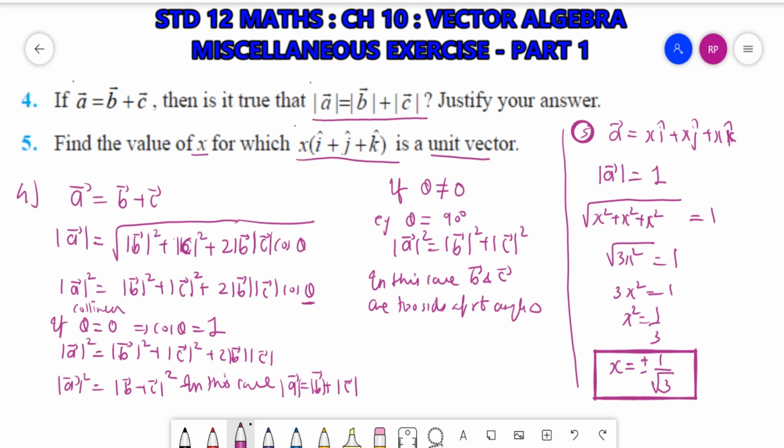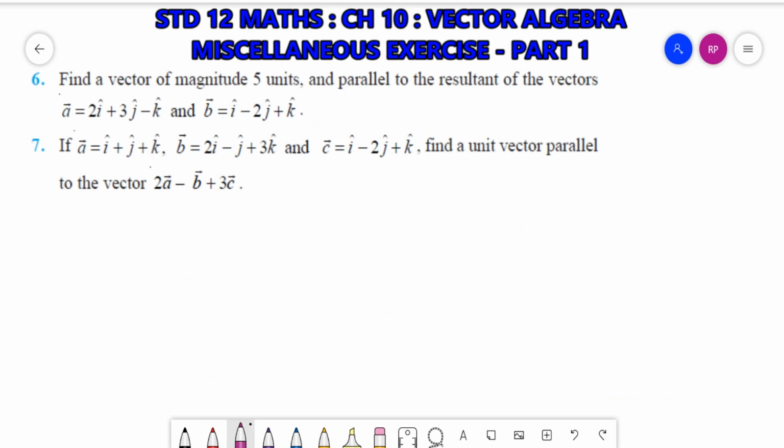Now let's see the next questions. Question number 6. Find a vector of magnitude 5 units and parallel to the resultant vector of A and B. And question 7. Three vectors A, B and C are given. You have to find out the unit vector parallel to vector 2A minus B plus C. Okay, so both are similar questions. Clear? In the sixth question, first we'll find out the unit vector, then multiply by 5. Now see, 5 units, leave it. First, parallel to the resultant vector.